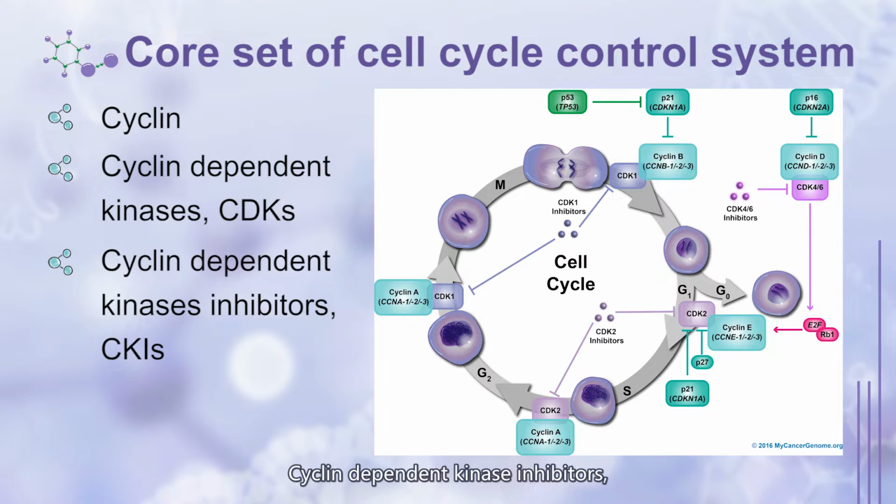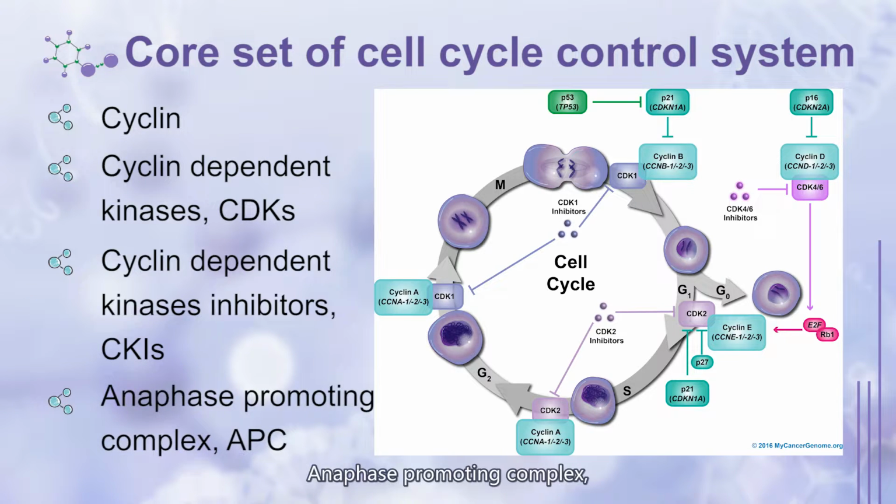Cyclin-dependent kinase inhibitors, CKIs, can selectively inhibit the kinase activity of CDKs by binding to complexes of CDKs and cyclins, such as p21, p27, and p16. Cell cycle progression is governed primarily by inhibitory regulation. The anaphase promoting complex, APC, is a complex of several proteins which is activated during mitosis to initiate anaphase.